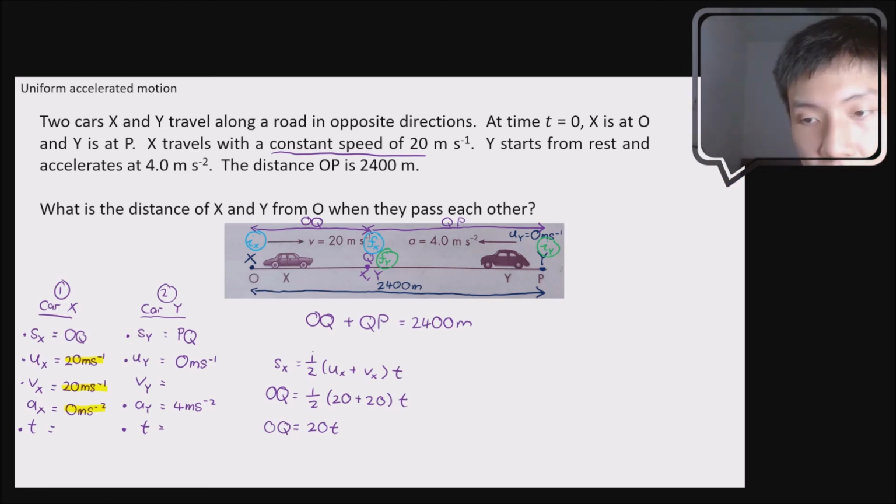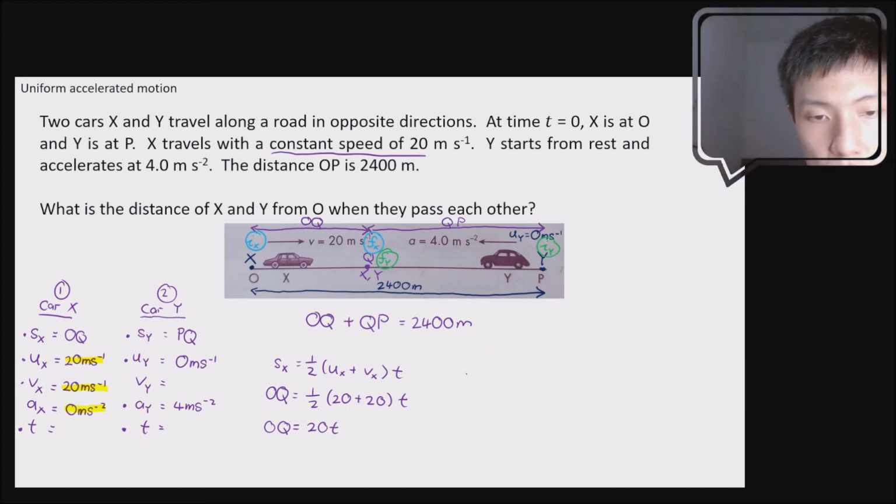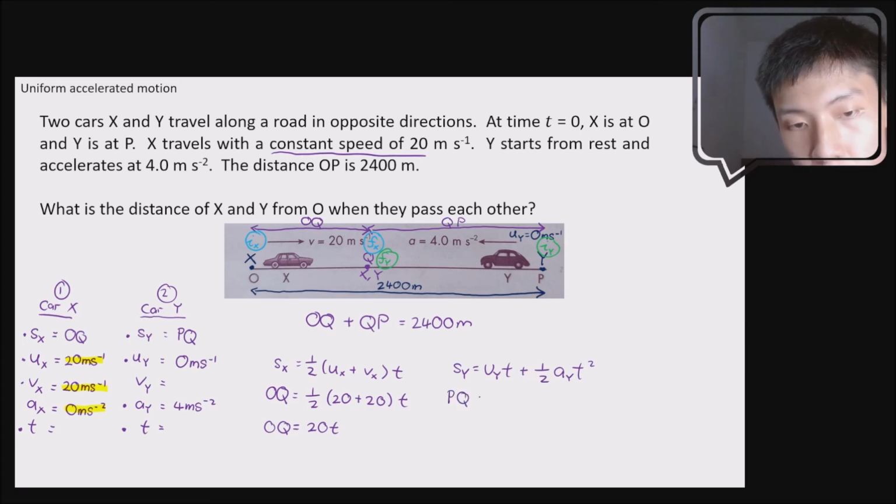Let's move on to car Y. For car Y, you are going to include S, U, A, and T. If you include S, U, A, and T, the equation you should use is Sy equals Uy T plus half Ay T squared. So, substitution: Sy is PQ, Uy is 0, so you can put 0 for that term, plus half Ay, which is 4, then T squared. So now you know that PQ equals 2T squared.